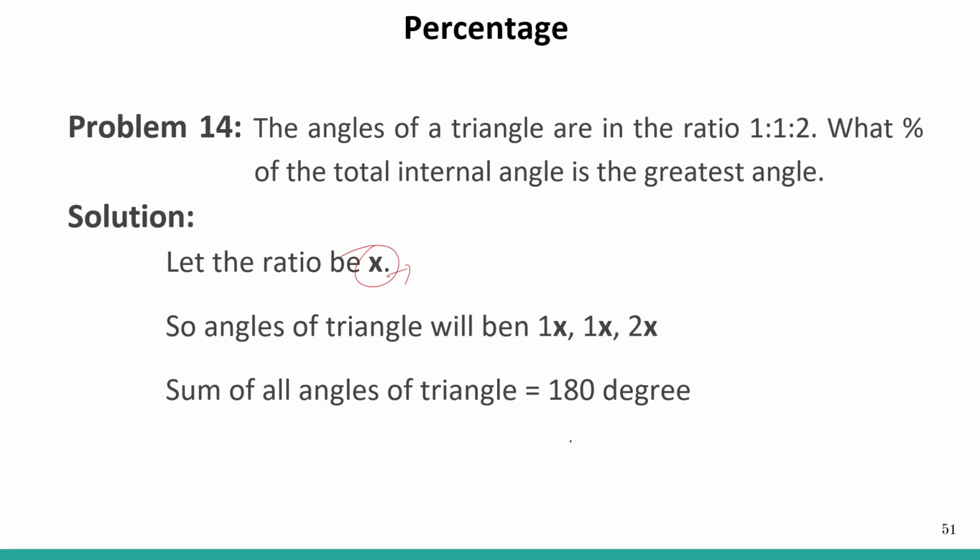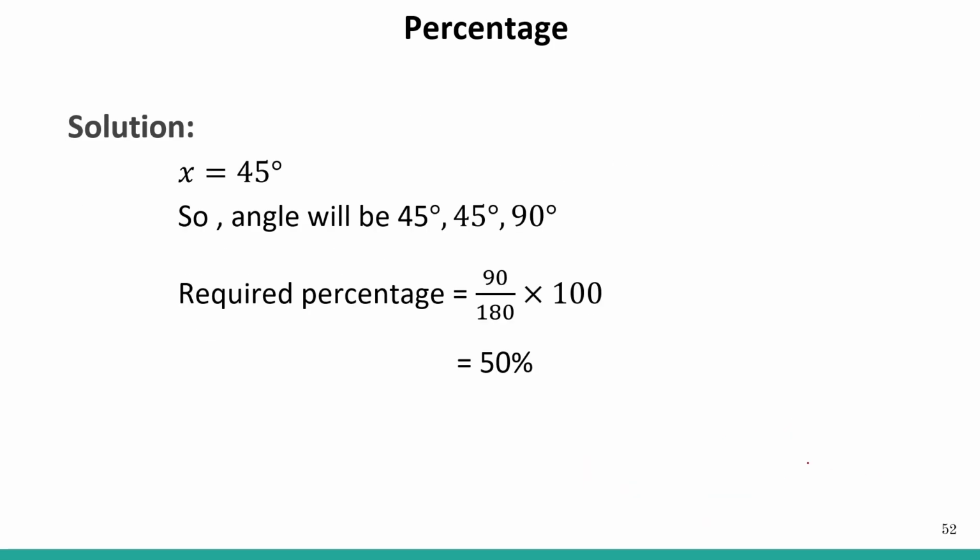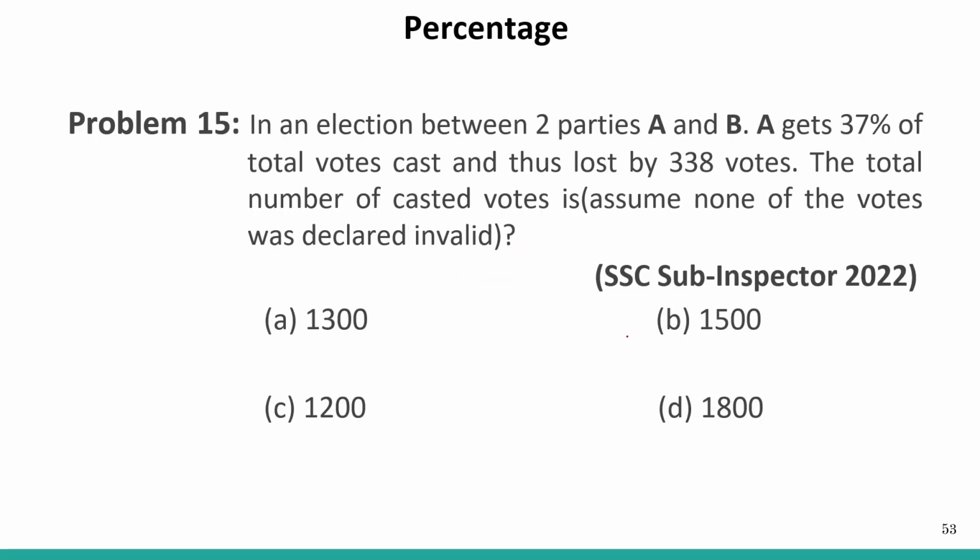The sum of the angles will be 2x plus 1x plus 1x equal to 180 degrees, because the sum of all the internal angles is 180 degrees. So 4x is equal to 180 degrees. This implies x is equal to 180 by 4, which is 45. So the angles will be 45, 45 and 90 degrees. The required percentage will be 90 by 180 into 100, which is 50%.